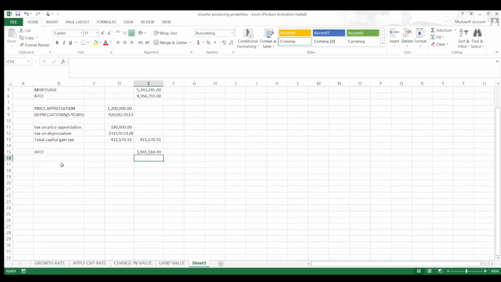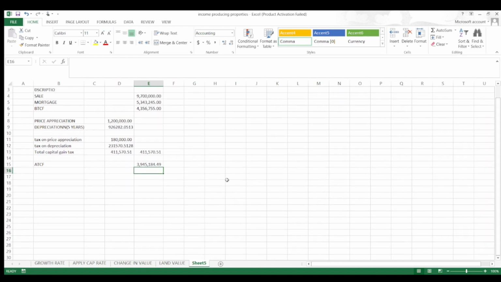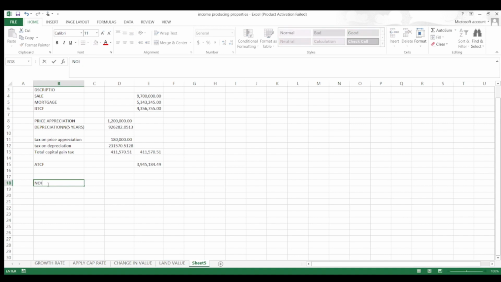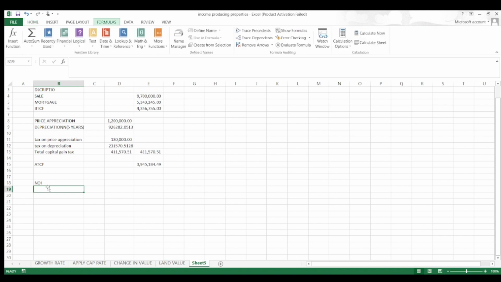However, also in this scenario, we also need to note the before-tax cash flows from the 5 years. So each year we have the net operating income, and each year our client has been paying the mortgage.